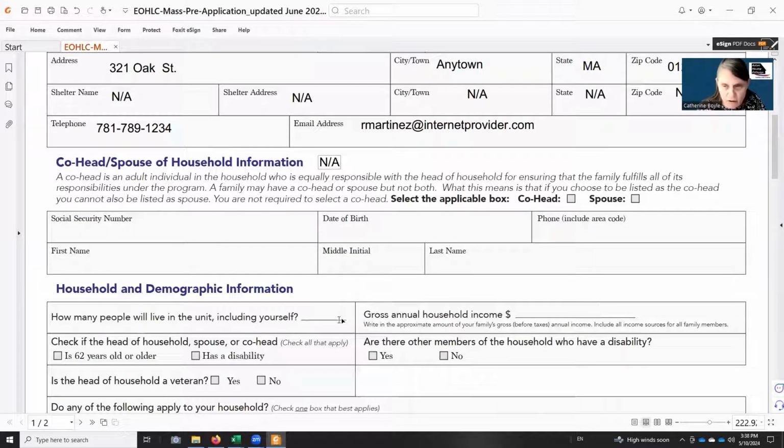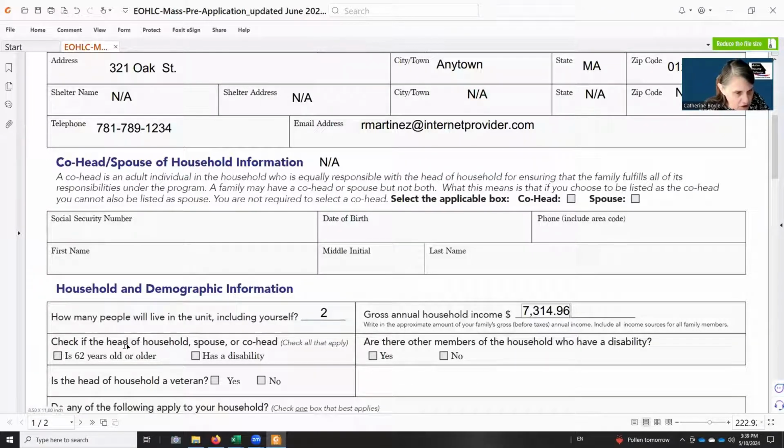Now we'll scroll down to the demographic information. Anita needs an aide to live with her, so we are going to say 2 people are living in the unit. And Anita's gross annual household income is only her income, no one else's. In this case, it's Social Security, and we are going to say it is $7,314.96 a year. If Anita had a job, we would have taken her Social Security amount and added that to her income from her job. But she doesn't, it's just Social Security, so that's all we're going to put.